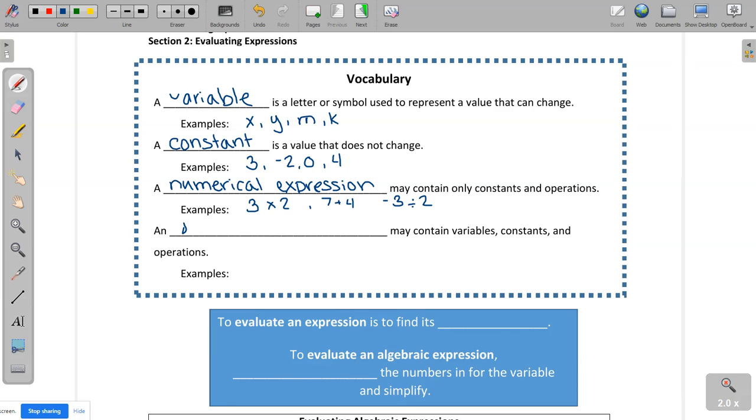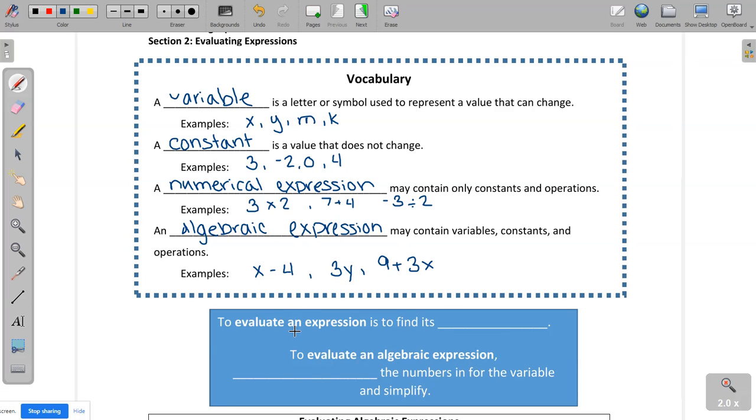Now an algebraic expression may contain variables, constants, and operations. So this is where we're going to have a variable with operations and numbers. So x minus 4 is an example, or 3y, as we're multiplying here, or 9 plus 3x.